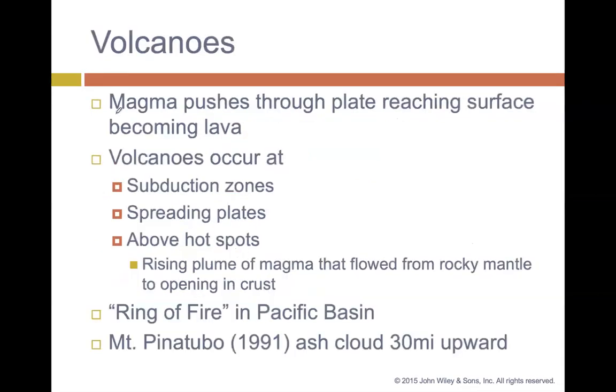Volcanoes are when magma pushes through the plate, reaching the surface, becoming lava. Volcanoes occur at subduction zones, spreading plate zones, or above hot spots, where you have a rising plume of magma that flows from the rocky mantle to the opening in the crust. The Ring of Fire in the Pacific Basin is where we have a lot of volcanoes. Mount Pinatubo in 1991 spread out an ash cloud up to 30 miles upward.